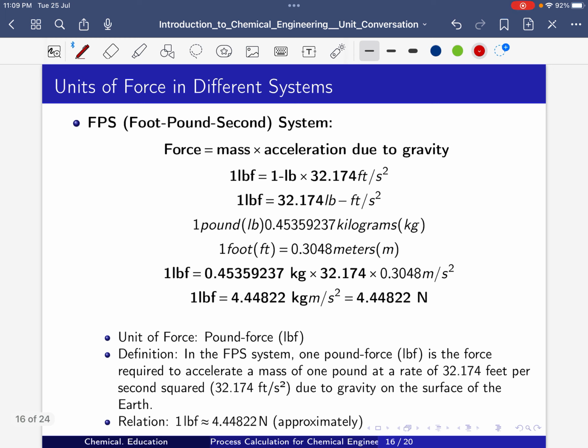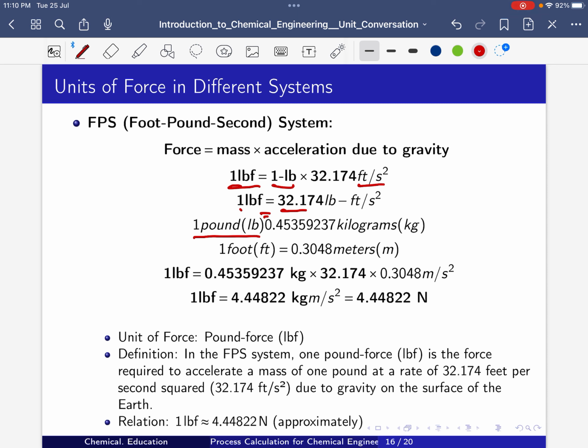Now again, the unit of force in the FPS system, foot pound second. Force is mass into acceleration due to gravity. So 1 lbf in that FPS system is 1 pound into 32.174 foot per second square, that is 32.174 lb ft per second square. Now 1 pound is equal to 0.4535923 kilogram, and 1 foot is equal to 0.3048 meters.